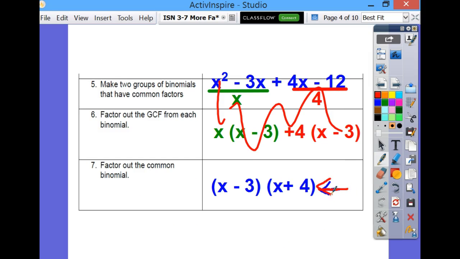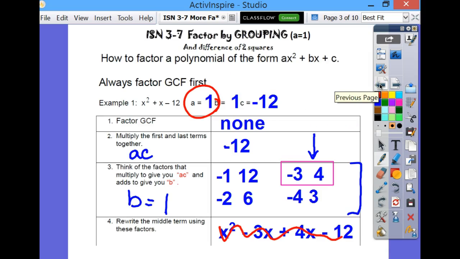Now, if we had more time, I would have you do a bunch more examples and see that it really does work every single time. When you go through all of these steps, you get to the same place if what? If A is equal to 1, after you factor out the GCF. The first step is still the first step. What is the first step? You still have to factor out the GCF. After you factor out the GCF, if the A is equal to 1, then you can use a shortcut.